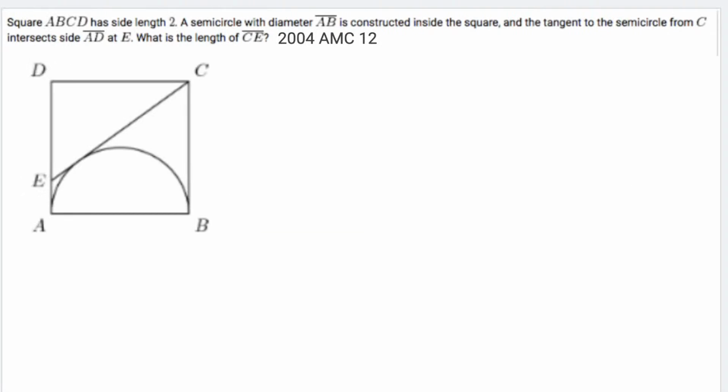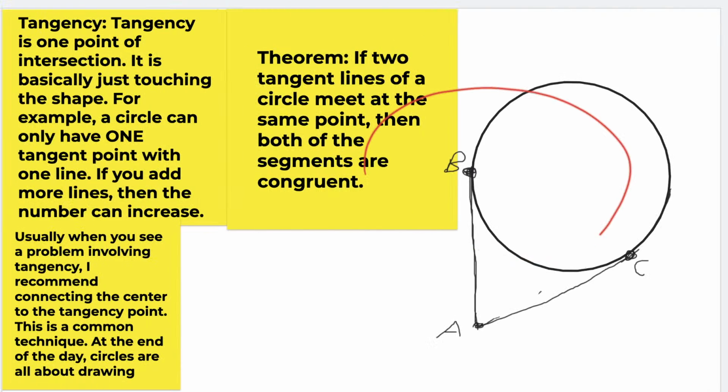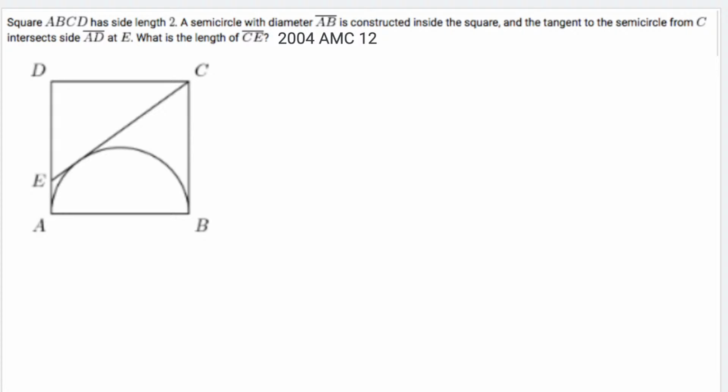This is a very nice problem that involves the tangent point theorem. I want you guys to solve this. I'm going to read it, and I want you guys to solve it. Square ABCD has a side length of 2. A semicircle with diameter AB intersects CE. What is the length of CE? I want you guys to solve this problem, but I'm going to give you a tip. Use the tangent point theorem. Remember, if two tangent lines meet at the same point, then those segments are congruent. Now, using that technique, I want you guys to solve this problem.